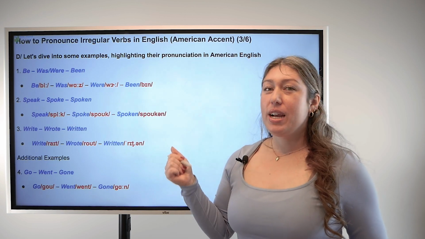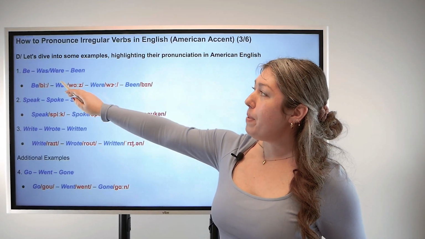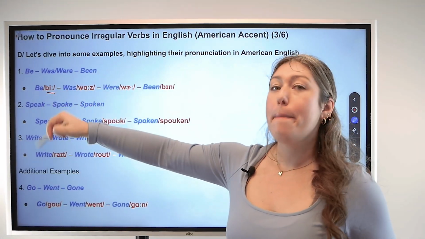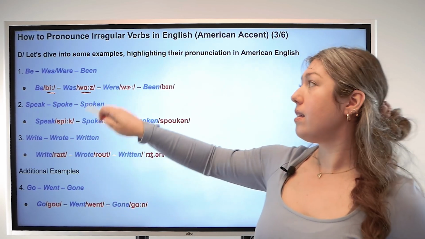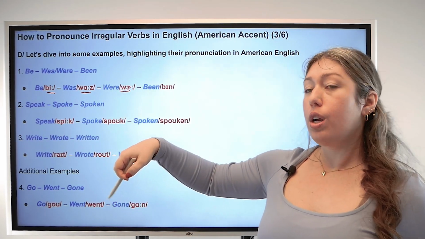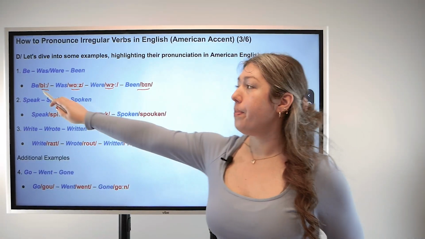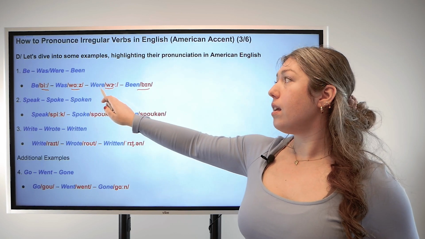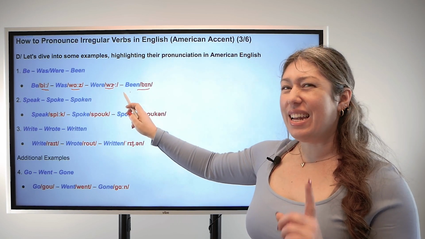So let's look at more examples that focus on pronunciation. So here we have be, was, were, and been. Be, was, were, been. Once again, be, was, were, been. Not been, been.